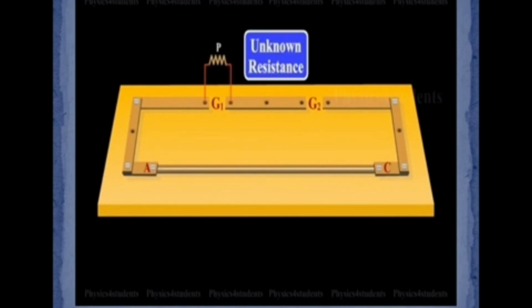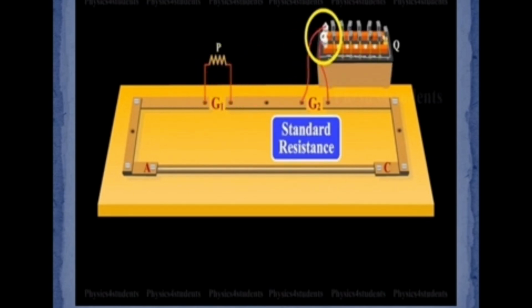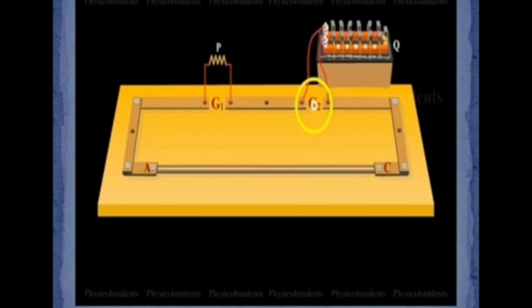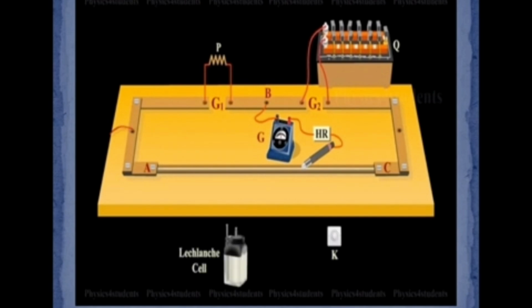So P is the unknown resistance connected in the gap G1, and Q is the known or standard resistance connected to the gap G2. From B, it goes to the galvanometer, then the galvanometer to a high resistance to the jockey. HR means high resistance. Then finally it is connected to the metal jockey. Metal jockey means it's made up of metal.